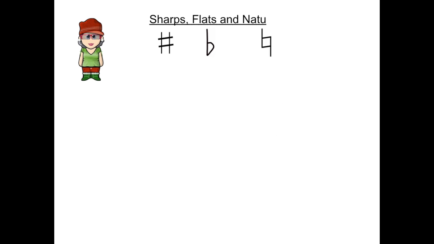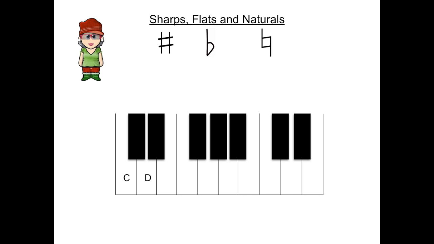Sharps, flats and naturals. When not in the key signature, but written in the music, they are known as accidentals. I use a piano keyboard to explain their names. Each black note has 2 names. C sharp is the black note to the right of C. But as the note left of D, it becomes D flat.